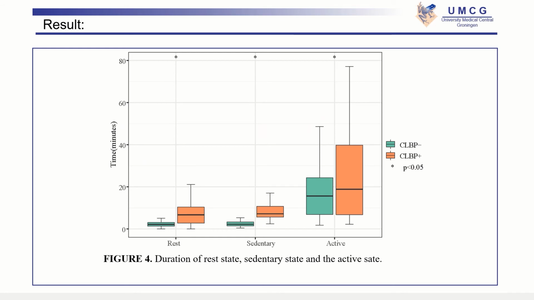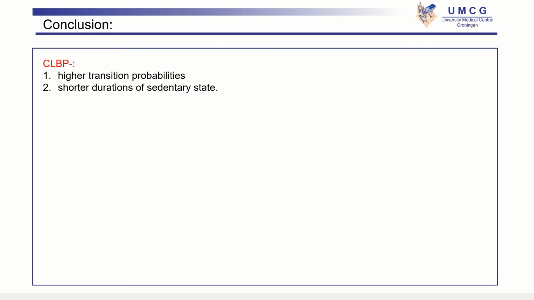So here I show the duration of rest, sedentary, and active states. From this figure, we can find that the chronic low back pain plus group has a longer duration of active state. Chronic low back pain minus shows higher transition probability and shorter duration of sedentary state. It may indicate that chronic low back pain minus broke tasks into smaller bits and took frequent short rests.